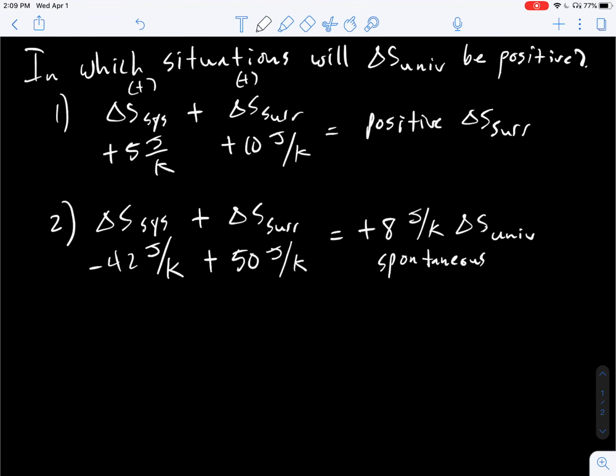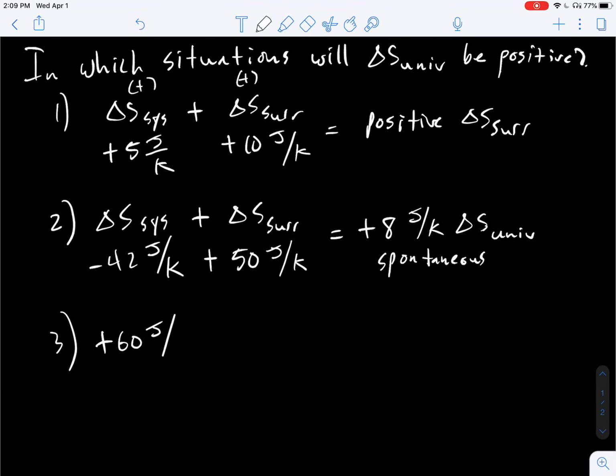And lastly, what if we have the opposite? Let's say for a delta S of a system, we have plus 60 joules per Kelvin. But we have a negative delta S of the surroundings. So we're actually decreasing the entropy of the surroundings. Let's say this is negative 50 this time. That's still okay because we still get a positive 10 overall. So delta S universe is positive. So that would also be spontaneous.